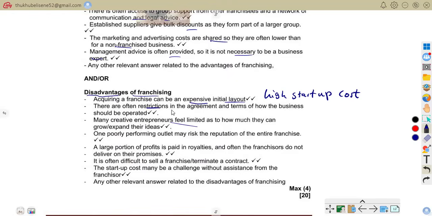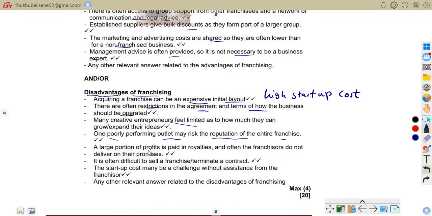There are often restrictions in the agreement in terms of how the business should be operated. So here we are talking about operational restrictions. Franchisees must follow strict rules set by the franchisor. One poorly performing outlet may risk the reputation of the entire franchise.